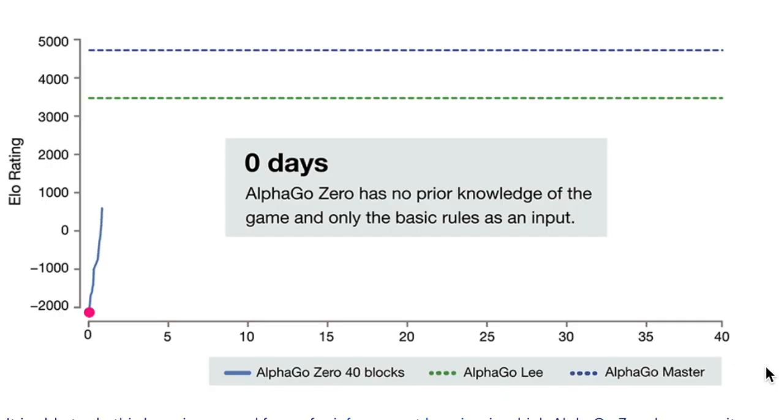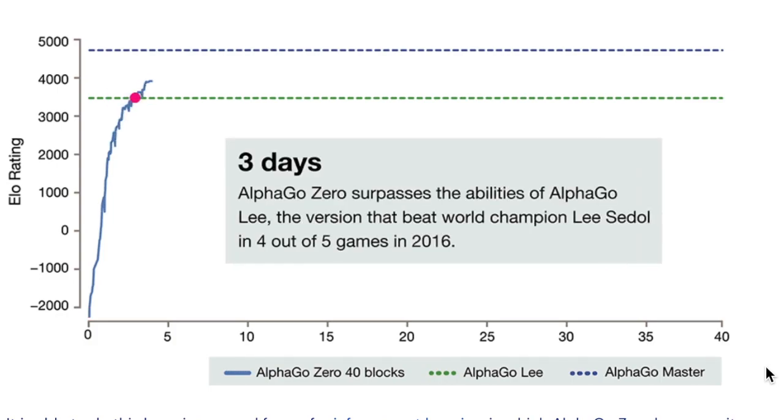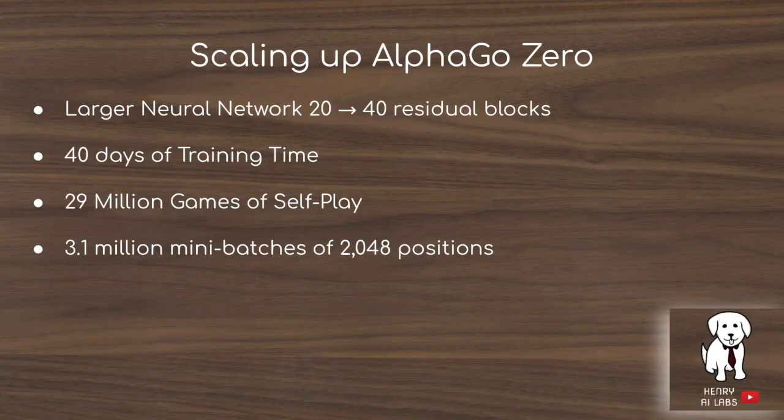The authors of the paper then scale up AlphaGo Zero from 20 blocks to 40 blocks. And this plot in their blog post, that's linked in the description of this video, shows how it improves its ELO through this self-play training loop over time. The authors scale up to a larger network from 20 to 40 residual blocks and have 40 days of training time amounting to 29 million games of self-play, and then they have 3.1 million mini batches of these 2048 positions, this s_t, pi_t, and z_t, used to update the policy and value network.